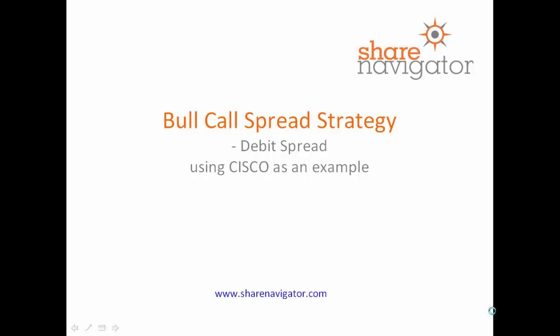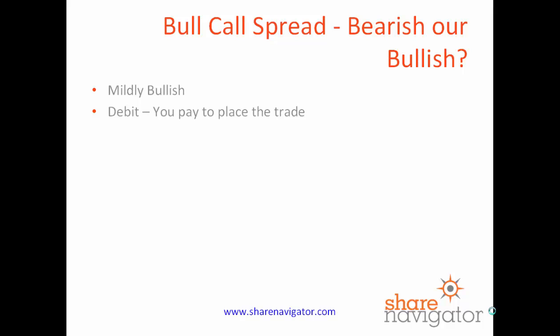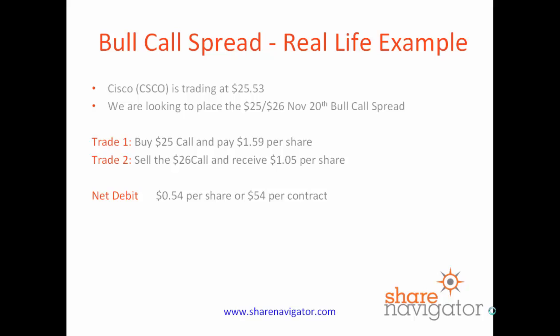So let's go through this Cisco trade in greater detail. So the bull call spread, it's a bullish trade. It's mildly bullish, and it's considered only mildly bullish because if you were more bullish, you may buy the stock or just buy the long call option. So there's less risk attached to this particular trade than actually buying the stock. It's a debit spread. You're going to pay to place this particular trade.